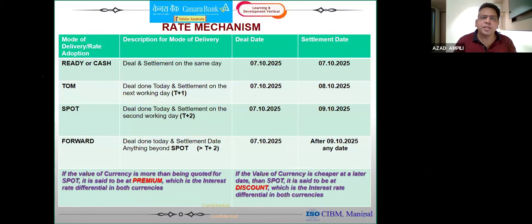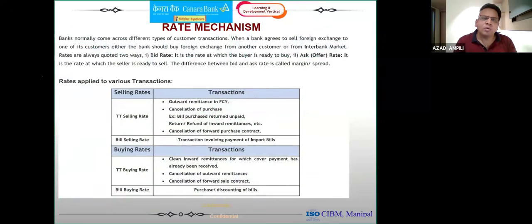Means today somebody is doing the deal, they're giving you foreign currency for INR, and ultimately settlement is happening on 9th October, T plus 2 days only. And you know now what is ready or cash rate, Tom rate, spot rate, and forward rate means after 9th October, whatever date, any date, that is called forward rate only. Now, you should have clarity on this concept. In the exam, they may ask you, for this kind of transaction, what rate?